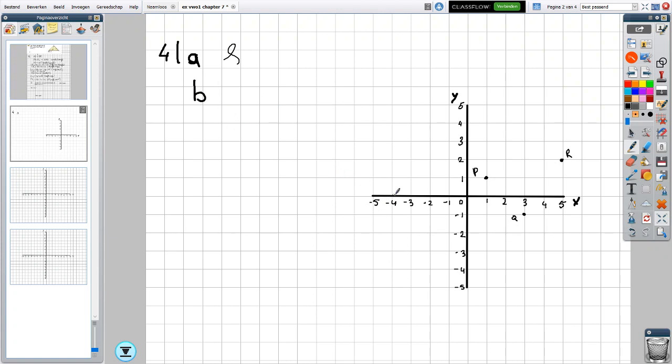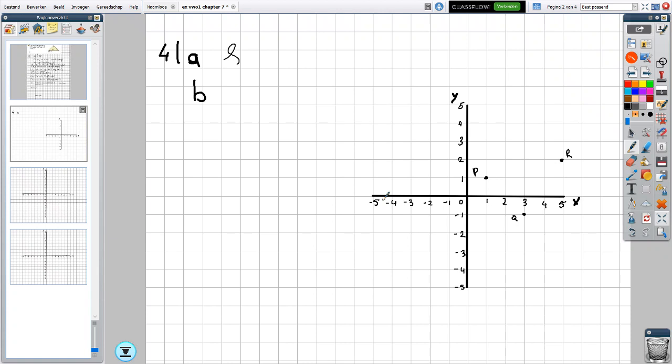They say points P, Q, R are vertices of parallelogram PQRS. Dus punten P, Q en R zijn hoekpunten van parallelogram PQRS. Write down the coordinates of vertex S and draw parallelogram PQRS.